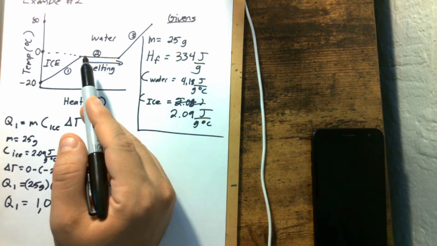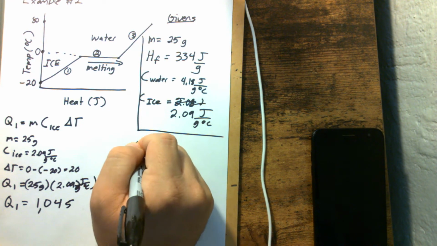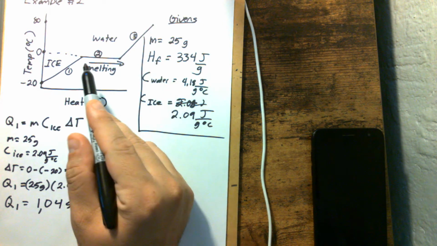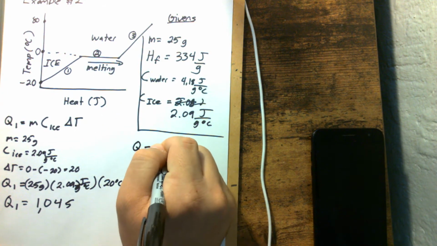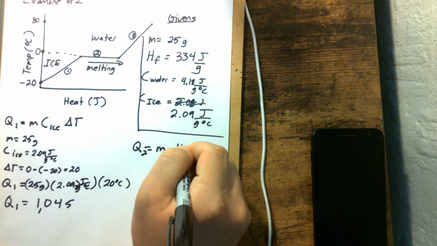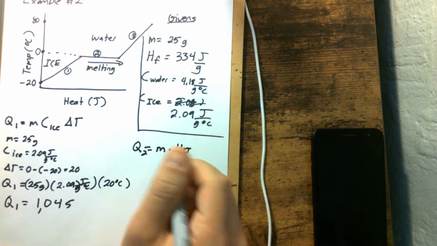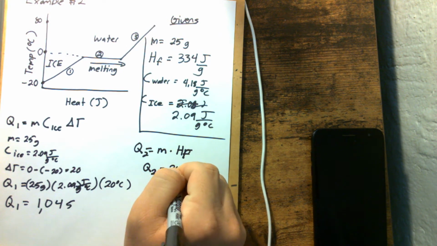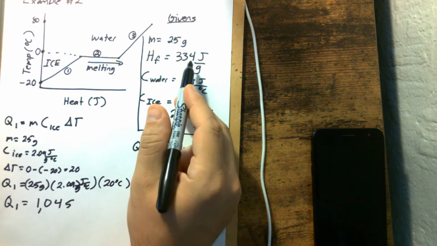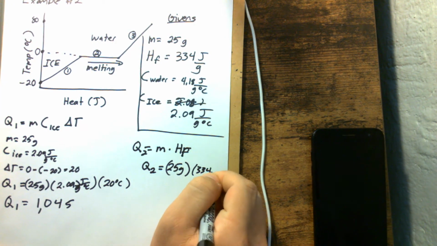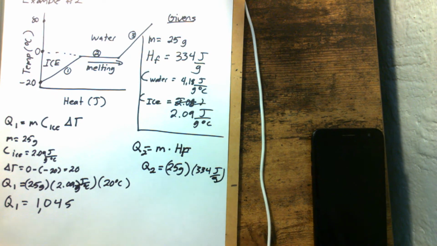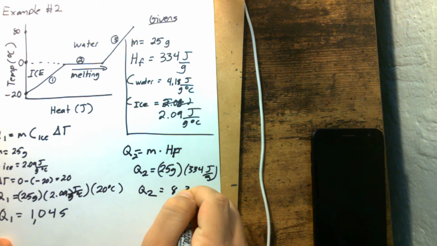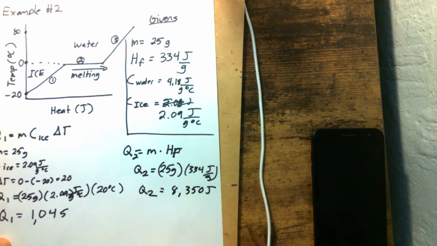Okay, so for Q2, this is the process of melting. So Q2, we're going to have to use the heat of fusion of water to describe this melting process. So Q2 is going to be equal to our mass times our HF. So Q2 is our mass, which is 25 grams, times our heat of fusion of water, which is 334 joules per gram. When we multiply these two together, we should get 8,350 joules for Q2.